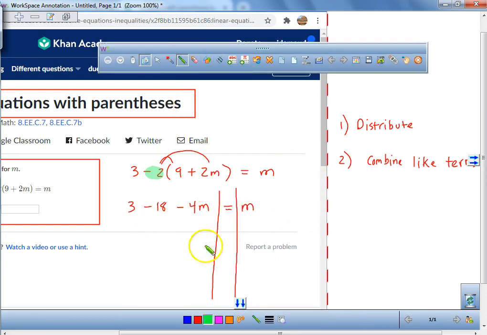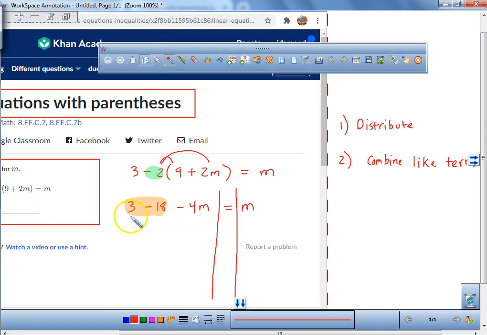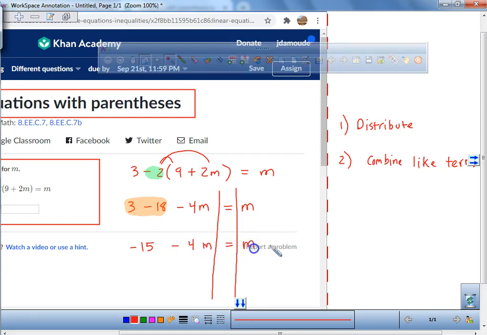Does anybody see any terms that we could combine? Anything that looks like that you could combine? Yes, sir? That's right, 3 and -18. We can combine these right here. Totally can combine those. All right, so we got 3 minus 18, which is -15 minus 4m equals m.